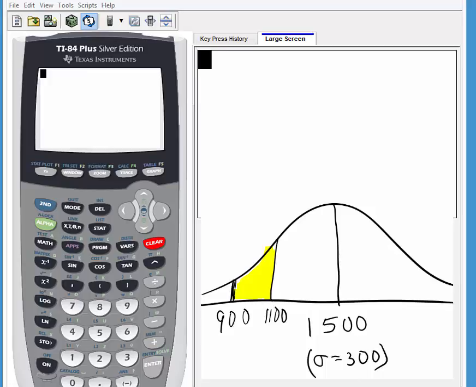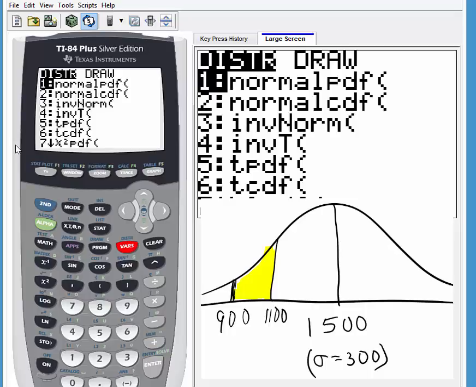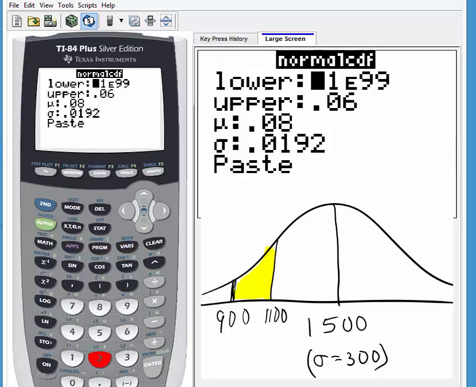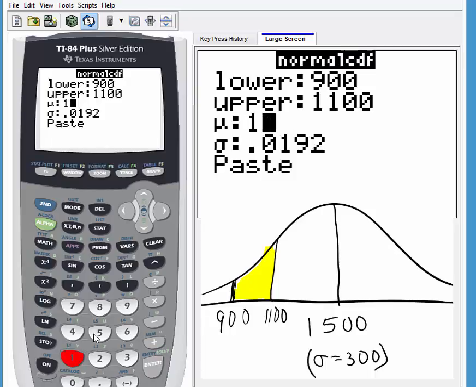Okay, so we're going to access the normal distribution by going to second vars. And we're going to do normalcdf. You don't really use the PDF unless we're going to put it in the graph. So the CDF, number 2. Now if you have the stat wizard, you're going to go to the lower bound, which is 900. Upper bound was 1100. The mean was 1500. And standard deviation of 300.